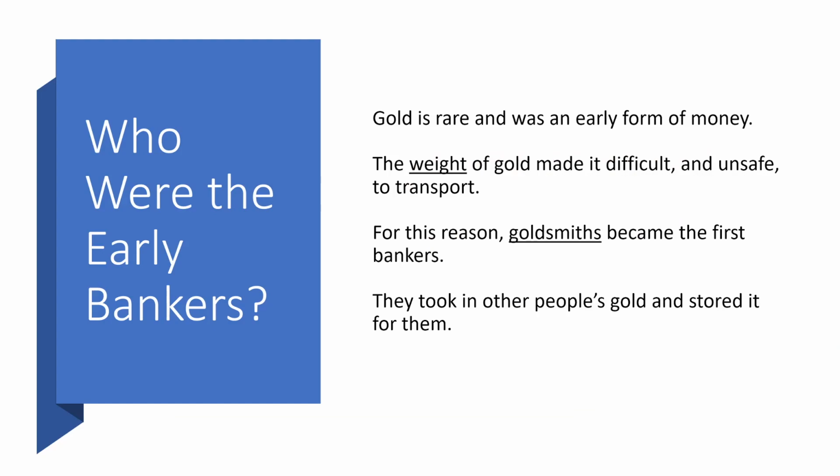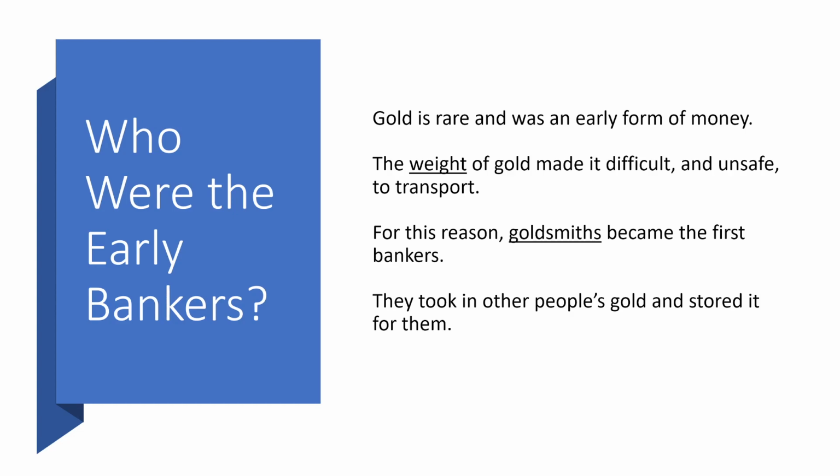And then who were the early bankers? So we're going to look at banking first. So gold was a common form of money in olden times because gold is rare, and the weight of gold makes it difficult to move from place to place. It's dense. It's unsafe because if you are known to be carrying a large amount of gold, you're going to become a target for thieves. And it's difficult to transport. If you need a lot of gold, what are you going to do? Saddle it up on your donkeys because it's heavy. It's very, very heavy, and you can't really carry it, so it's not easily transportable.